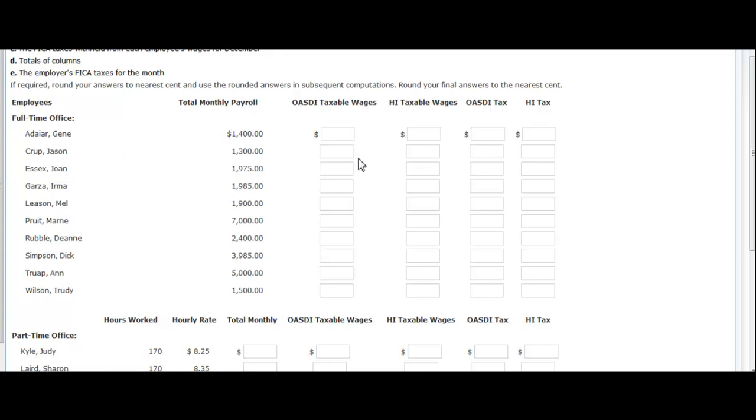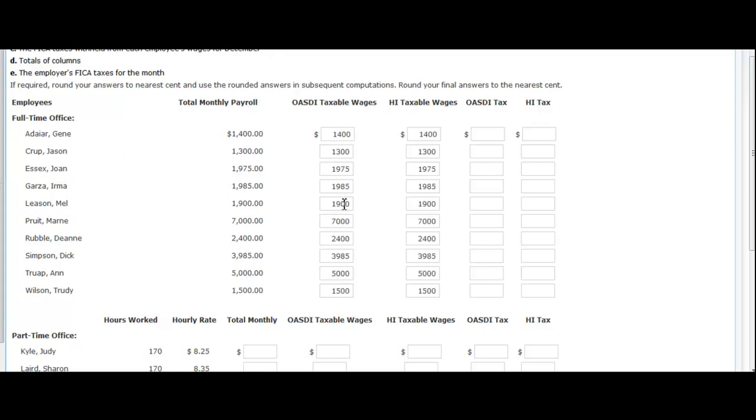We've done this quite a bit, so I'm going to hurry through this. The first thing as we're looking at all these employees is that the highest paid one is $5,000, and that's for 1 month. So nobody here makes more than $60,000 a year. I guess we have a $7,000, but even then, that's not going to be over the $110,100. So the good news is that whatever their monthly payroll is, all of it is going to be taxable for both wages. So let's fill those in real quick.